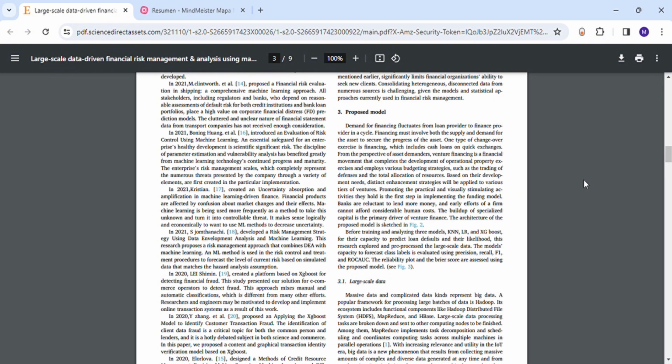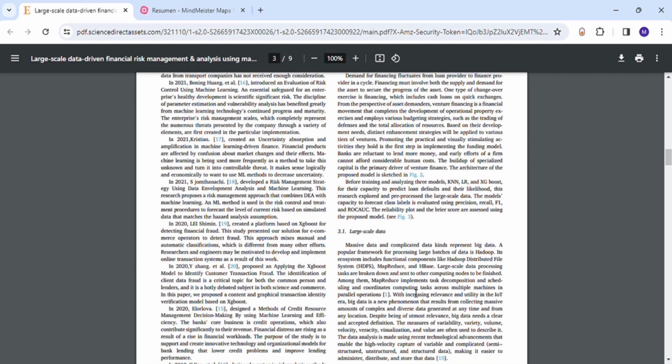Before training and analyzing three models, CAN-MN, LR, and XGBoost, for their capacity to predict loan defaults and their likelihood, the research explores and pre-processes the large-scale data. The model's capacity to forecast class levels is evaluated using precision, recall, and F1 score. The reliability plot and the Brier score are assessed using the proposed model. Fig 3. Large scale data.